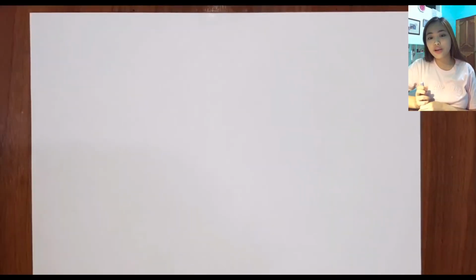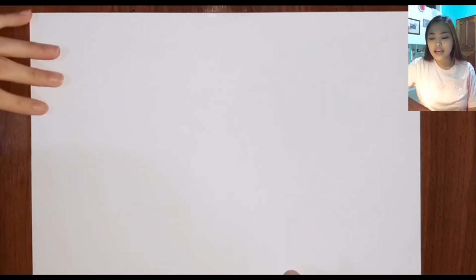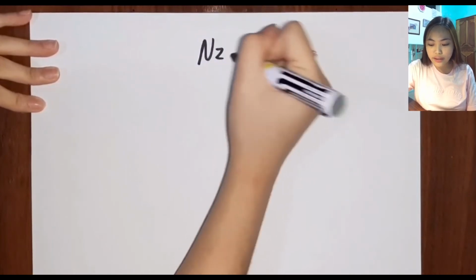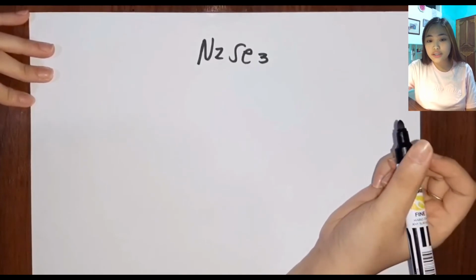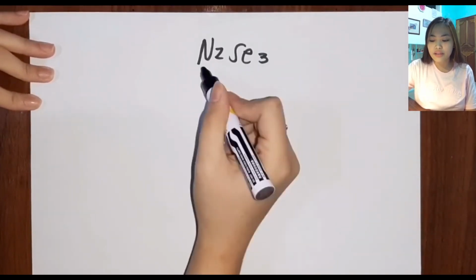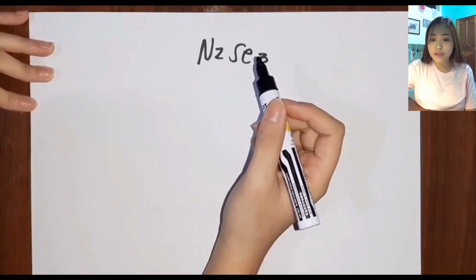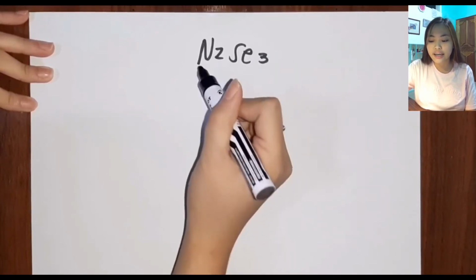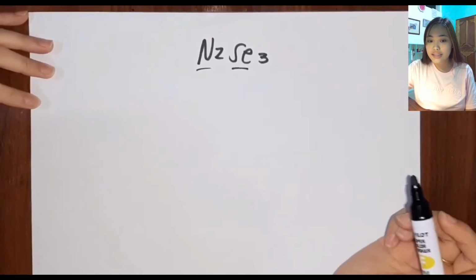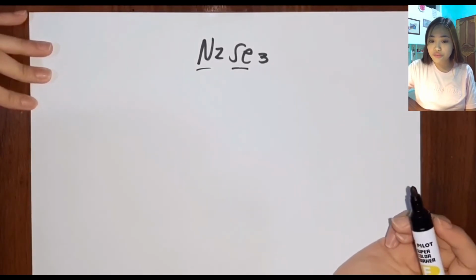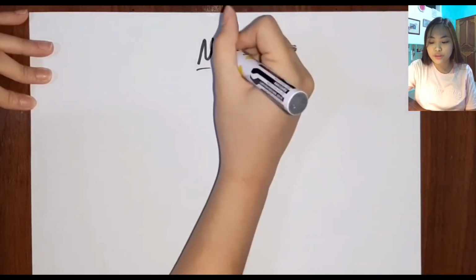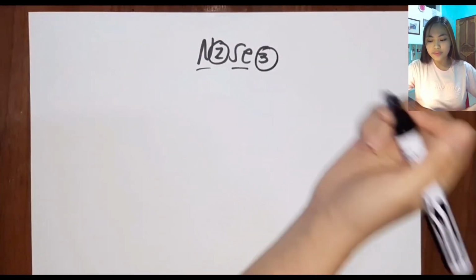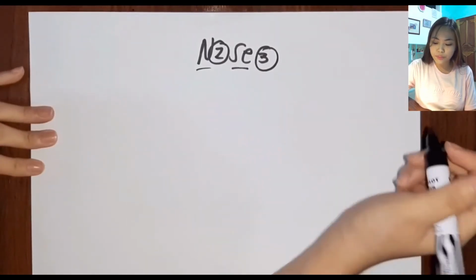In this part of the video, I will be teaching you the type 3 naming. So, to begin with, let us have N2 and Se3 for the given. The first thing that you need to do is to identify the element for the given symbols. The symbols that we have here are the letter N and the letters Se. Then determine the prefix for the subscript. The subscripts that we have here are the number 2 and the number 3.